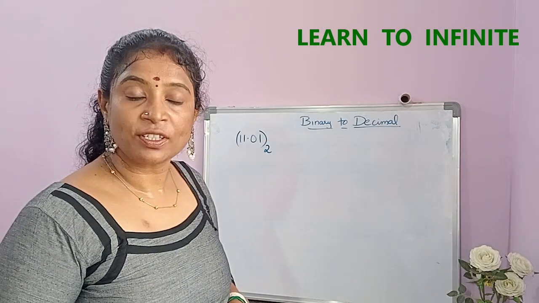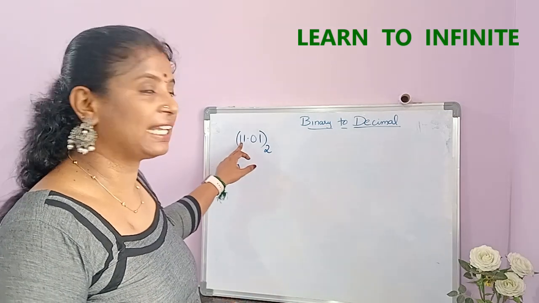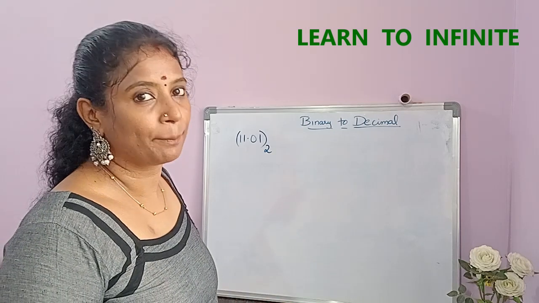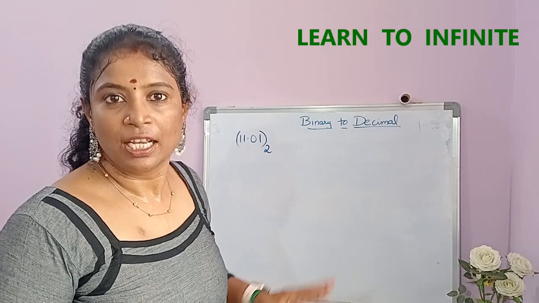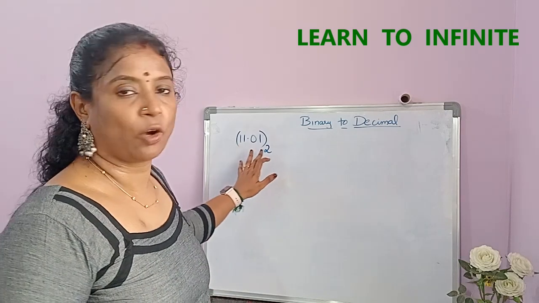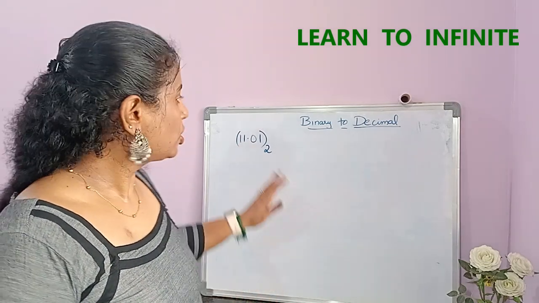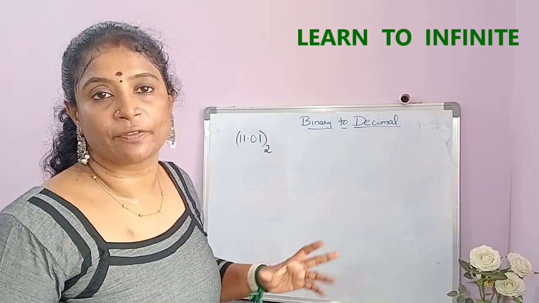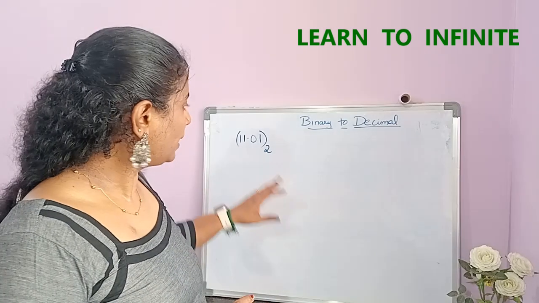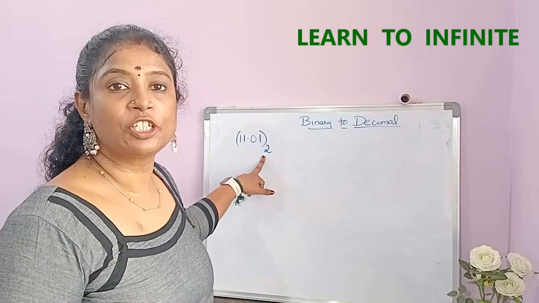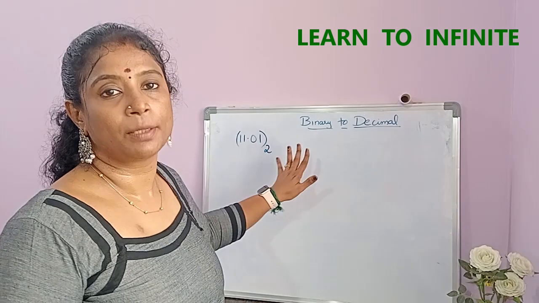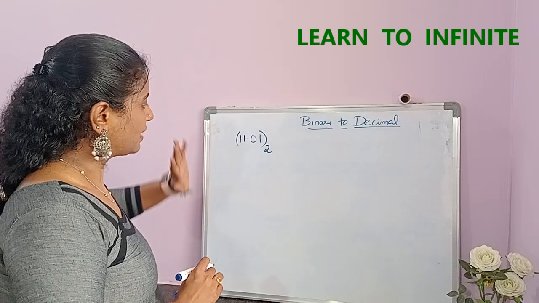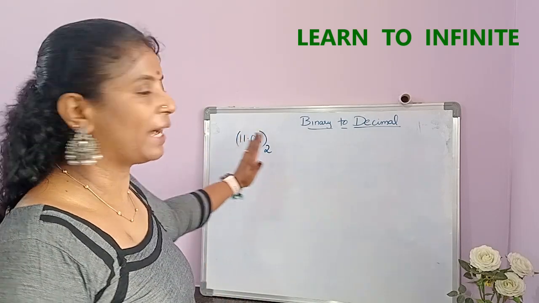Whenever we are pronouncing a binary number, we should not pronounce this as 11. Many of them make this mistake. We should not pronounce this as 11 because a binary number comprises only of two digits, 0 and 1. So we should pronounce it as 11.01 to the base 2, right? If a question is asked, convert this binary number to decimal number, they will not give you in the question, convert this binary number. So only by noting down this base, we should identify that this number belongs to the binary number system, right?